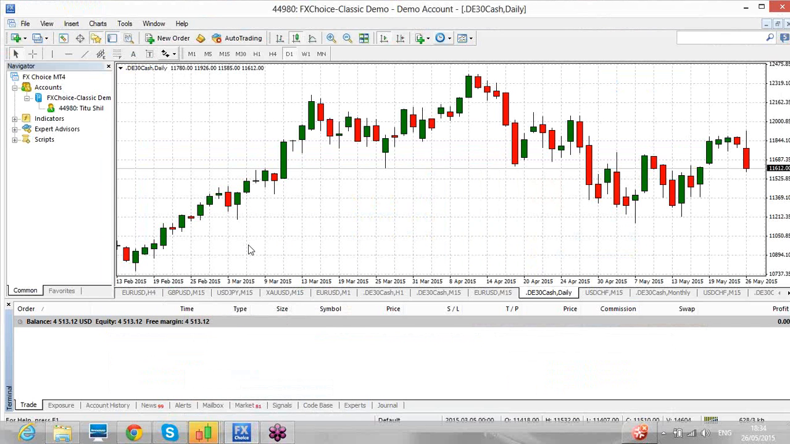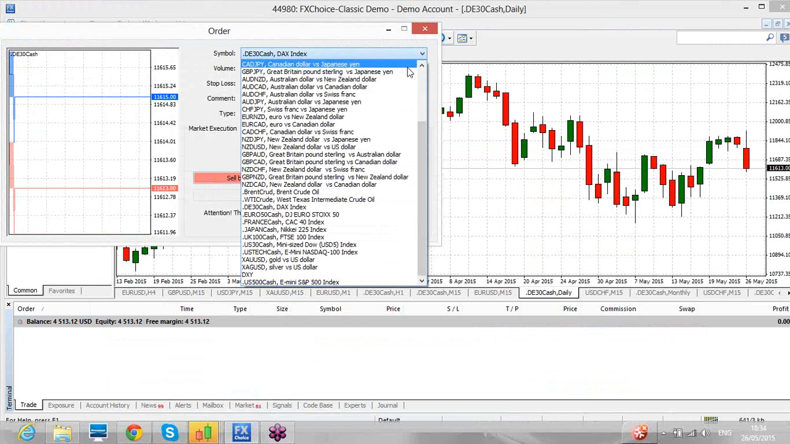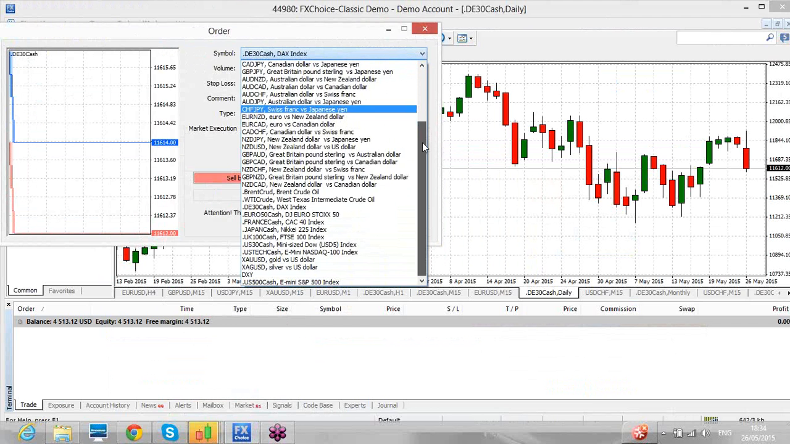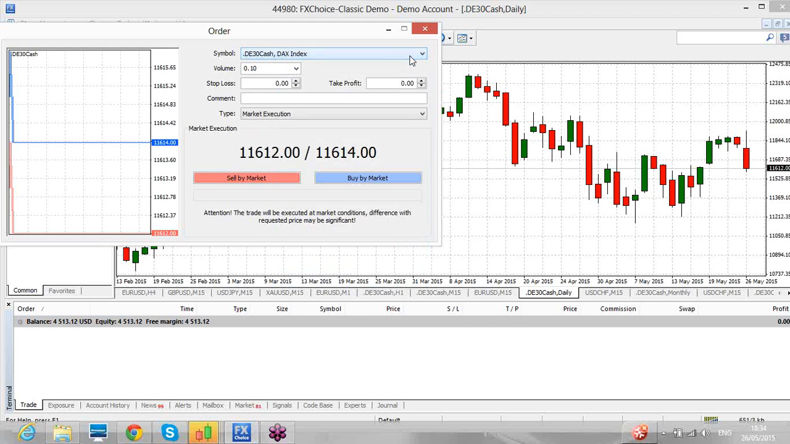On your MT4 platform, go to Tools and place a new order. Our default setting here is the DE30 cash, that's the DAX index. Now we can click down and choose whatever other security or forex pair we like. It's all here for us, but just as a default we chose the DAX 30 cash for educational purposes. So we click back up and we have our DAX 30 index.